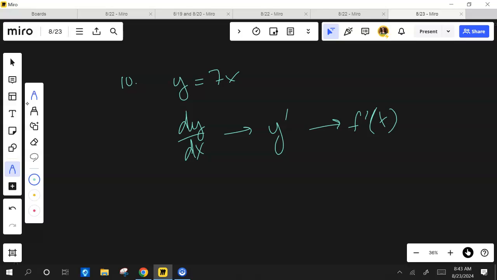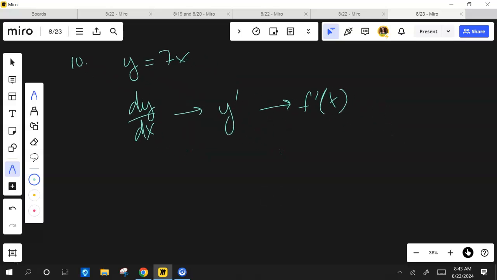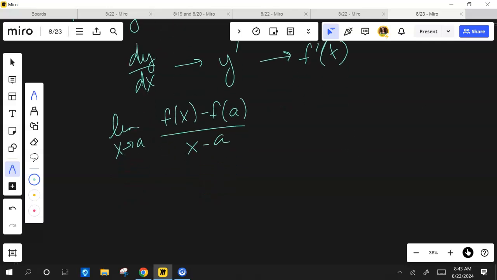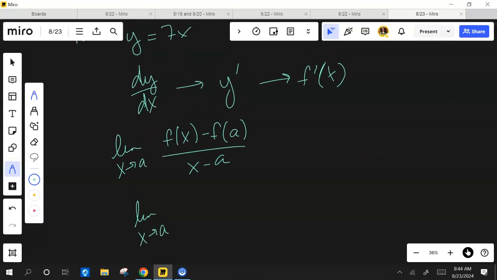Okay, so let's do it. Do you want to do difference quotient or alternate? Alternate. The limit as x goes to a of f of x minus f of a over x minus a. This is the one I'm least familiar with. 7x is my function, so the limit as x goes to a. If you know the power rule, what should I get here as my derivative? 7. All right. 7x minus 7a over x minus a.